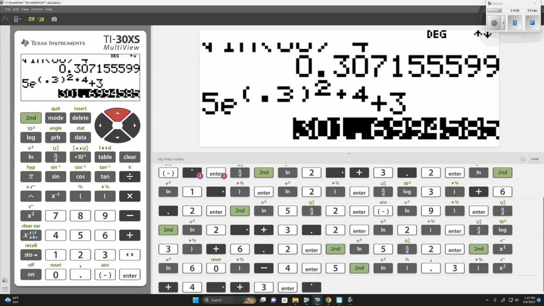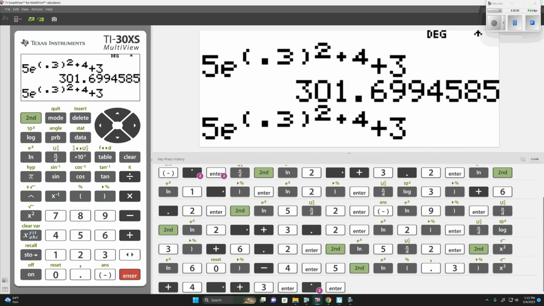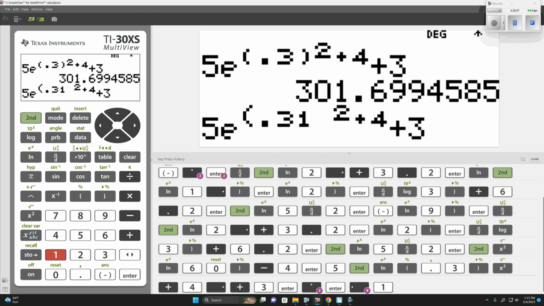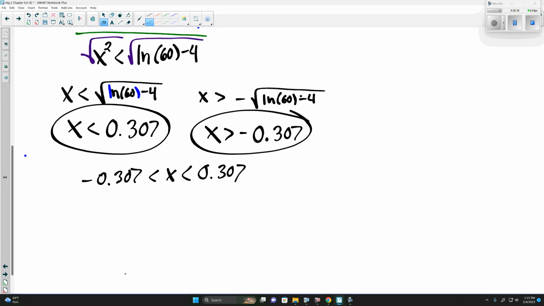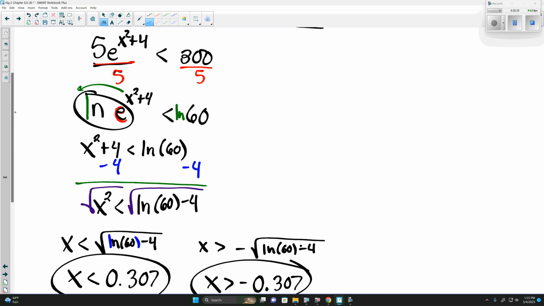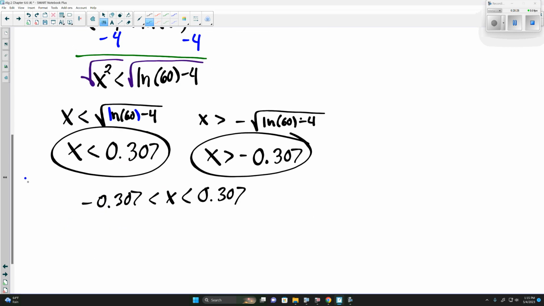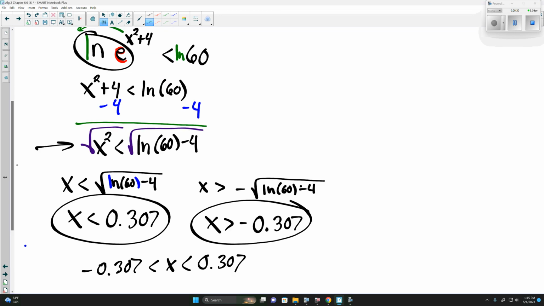Now, what's interesting is if we do 0.31, we're now greater than 303. It's not true. So there's a very small window between those 2 points where the solution actually works. But we won't have one as complicated as this. Really it's not too complicated until we get to this point here where we square root. The rest of it's fine.